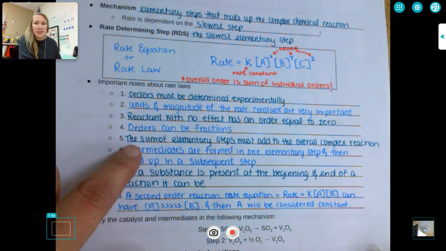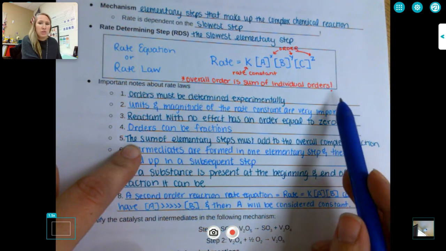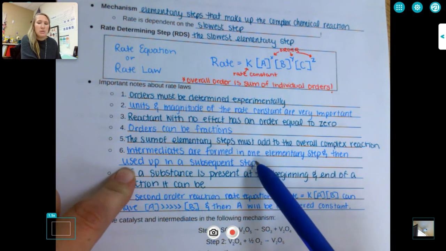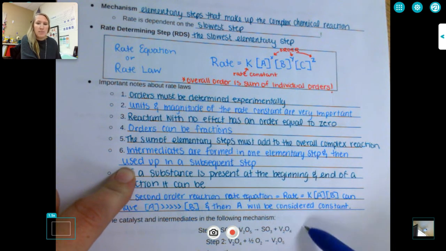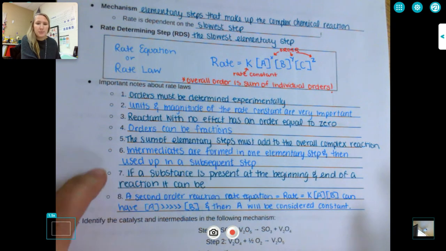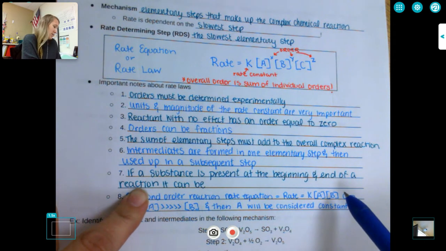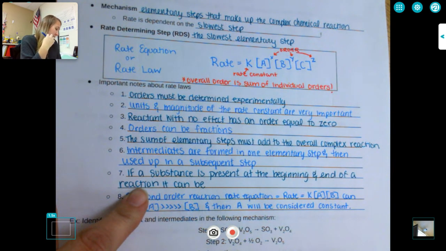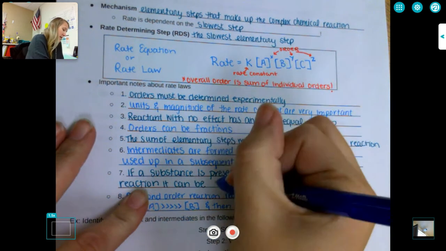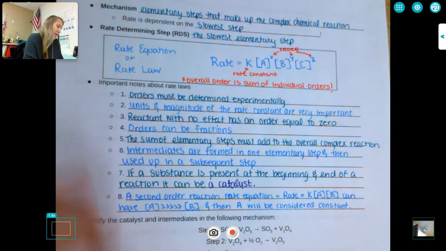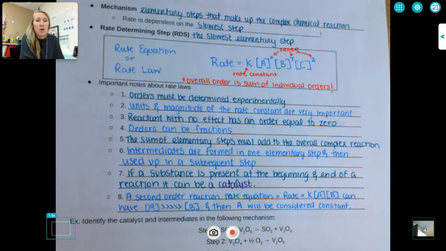Fifth, the sum of the elementary steps has to add up to the overall complex reaction, which is what we just talked about here. Sixth, intermediates are formed in one elementary step, and then they get used up in the subsequent step. And we'll take a look at what that means down here. But intermediate is a new term for us. Seventh, if a substance is present at the beginning and the end of the reaction, it can be a catalyst. So a catalyst is present at the beginning, and it also comes out in our products at the very end, which means that it doesn't get used up. We still have it when we end our reaction.